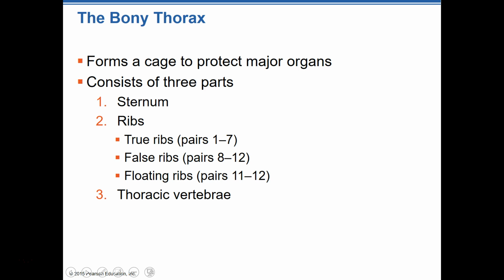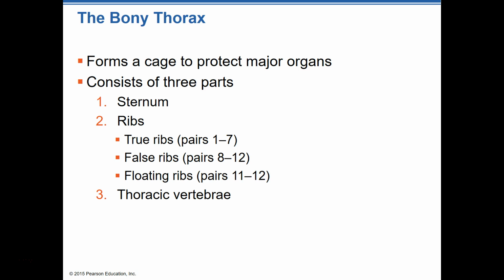So that bony thorax protects the major organs. Sorry, I was trying to figure out where they were going. We're talking about the rib cage, the chest, the thorax. It protects the major organs, and there are three parts of it: sternum, ribs, and the vertebrae in the back that we've already talked about.